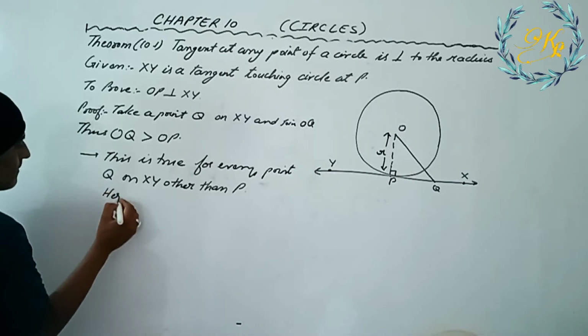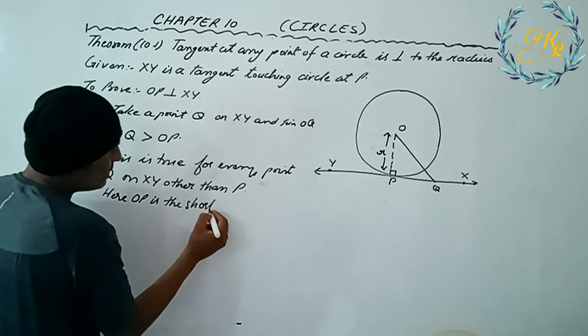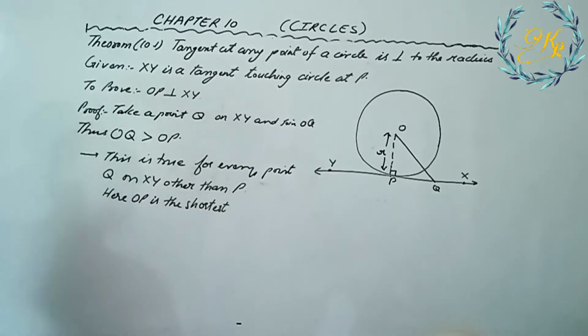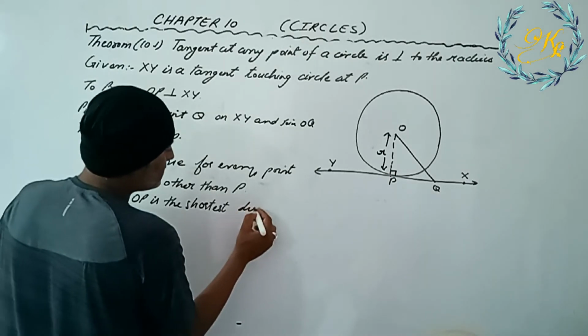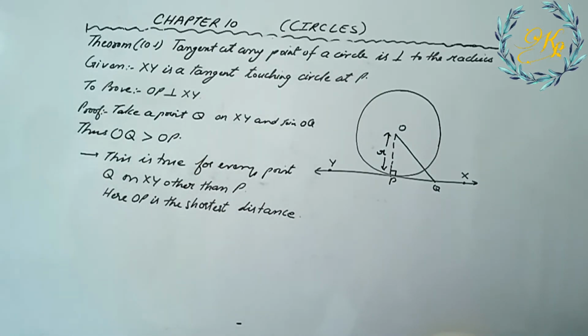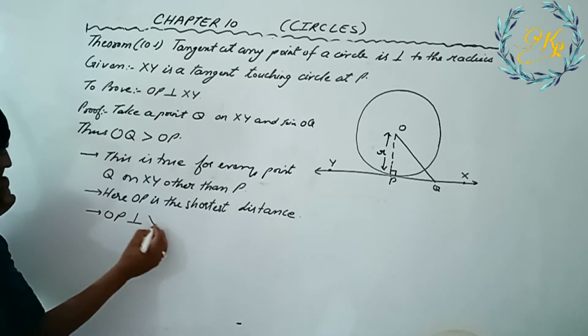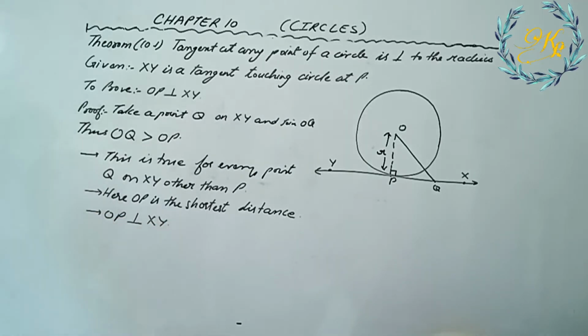OP is the shortest of all the distances. Okay, as you can see from the figure, so we can say that OP is the shortest distance, hence we can say that OP is perpendicular to XY. Hence, this marks the end of the theorem.